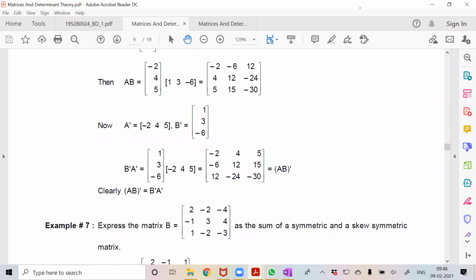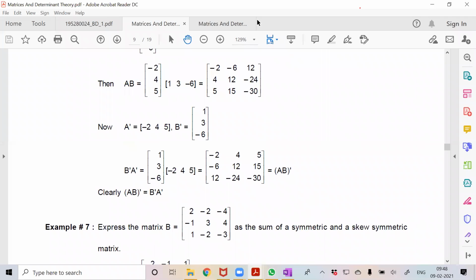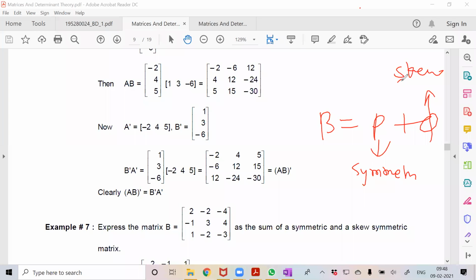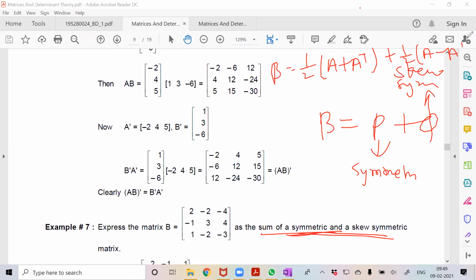Example 7, you can see, right? Express the matrix B as the sum of symmetric plus skew symmetric. It means you want to write B is equal to P plus Q, where P must be symmetric and Q must be skew symmetric. You know the formula. When you get this question in exams, you just write B is half A plus A transpose plus half A minus A transpose, with B in place of A.